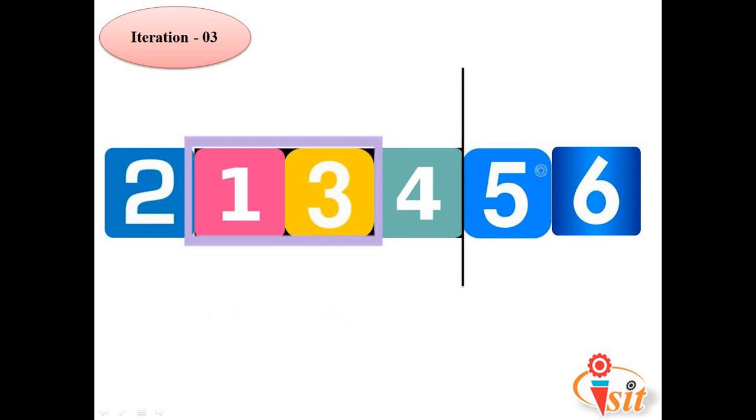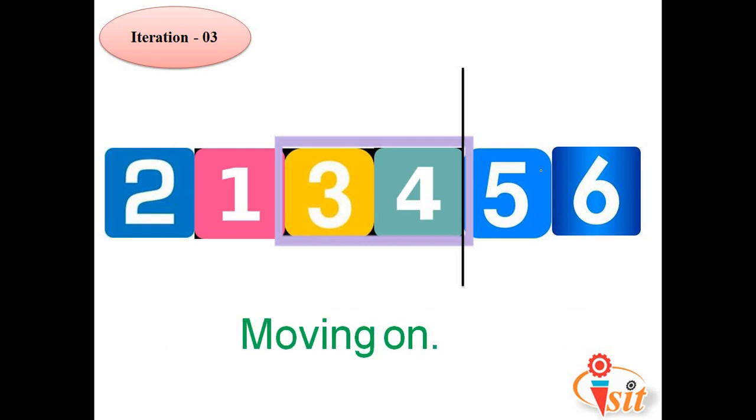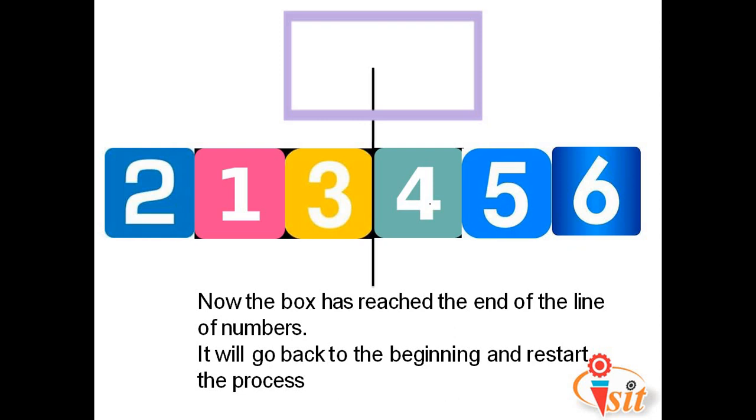Now next thing is we can consider 3 as well as the 4. The first element is 3, second element is the 4. So the first element is less than 4. So there is no need to do any change because both are in right order. So here already 5 and 6 are in sorted order. So one more largest number from the remaining list we got, that is the 4. Now the list is 4, 5 and 6. They are in sorted order and the remaining numbers are 2, 1 and 3. Now the box has reached the end of the line of numbers. It will go back to the beginning and restart the process.